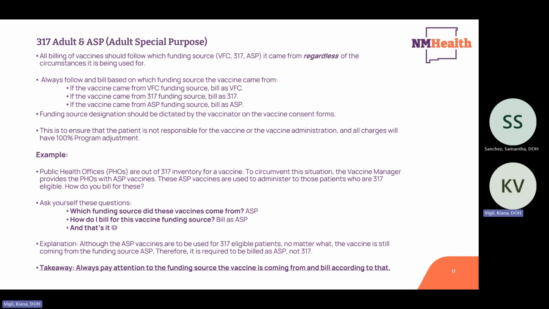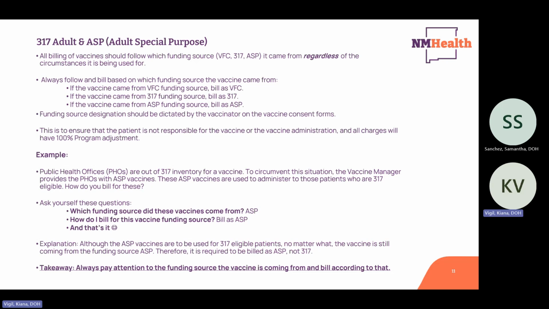So just a quick example, public health offices are out of 317 inventory for a vaccine. To circumvent the situation, the vaccine manager provides the PHOs with ASP vaccines. These ASP vaccines are used to administer to those patients who are 317 eligible. So how do you bill for these? So just ask yourself a couple questions. So which funding source did these vaccines come from? They came from ASP. And so how would you bill for this funding source? You would bill it as ASP.